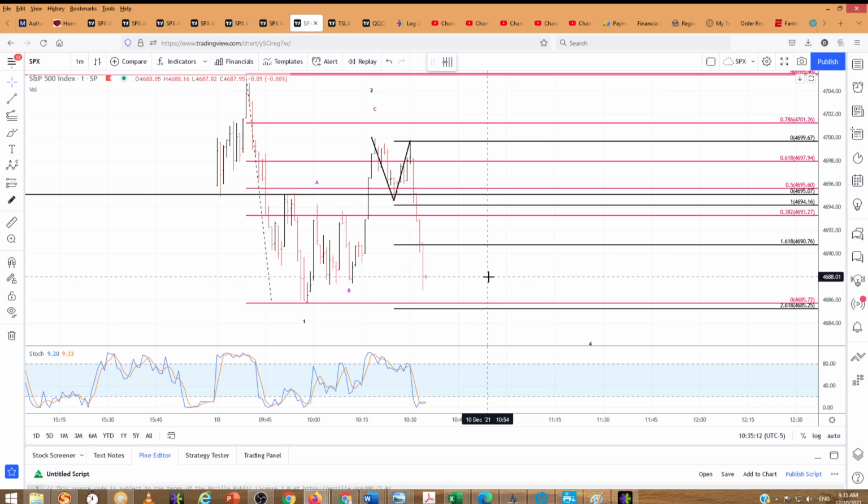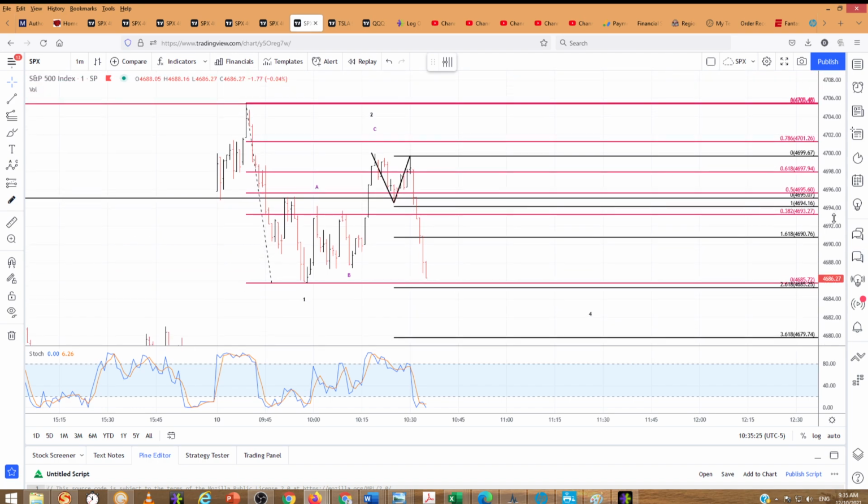And this could be a 4. 4s are long and sideways by nature, unless this 3 decides it wants to do a 2.618. There's where it's 1. There's where it's 1.618. There's where it's 2. Where is it 3? Down there. Okay, remember this 4 and 5 are just sitting there out of the way.